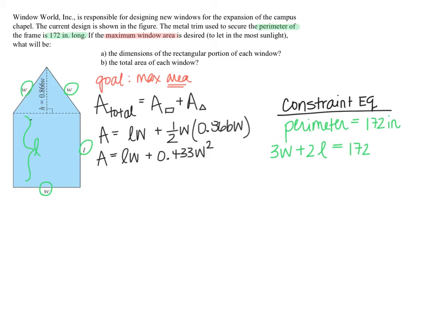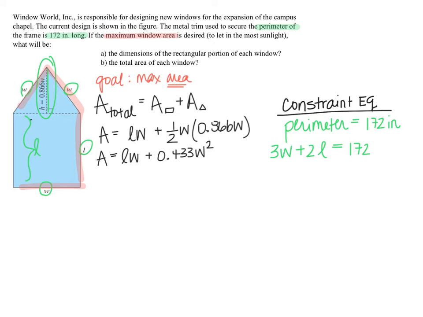So my constraint equation is 3W plus 2L is equal to 172. Now let me just mention we're not using the h equals 0.866w because remember that's the height of this triangle, but that is not the distance around the entire window. So if I were to just highlight again to be very careful, when we're doing perimeter, we want to make sure we're just going around the outside, okay, the outsides of the shape.